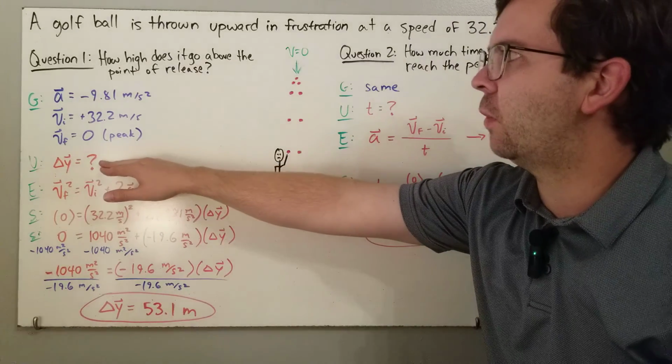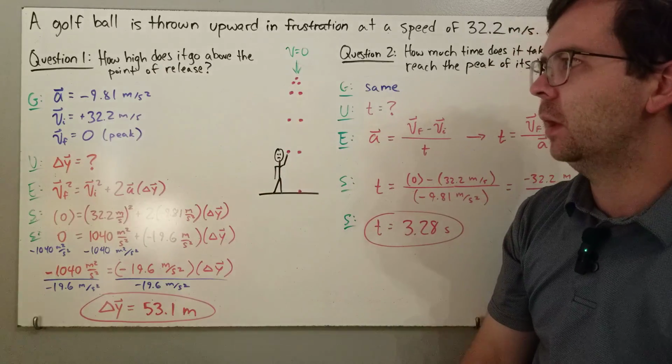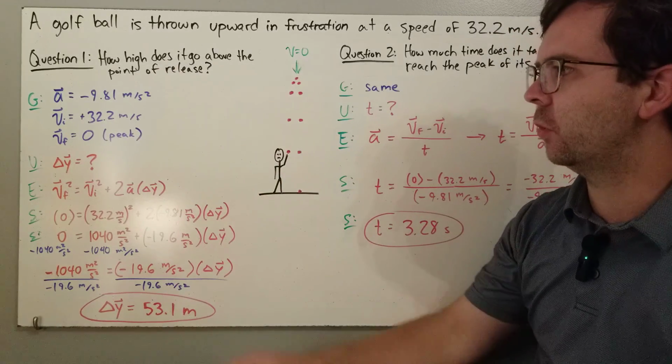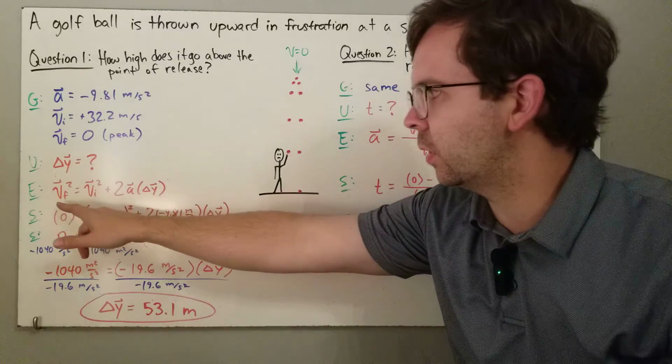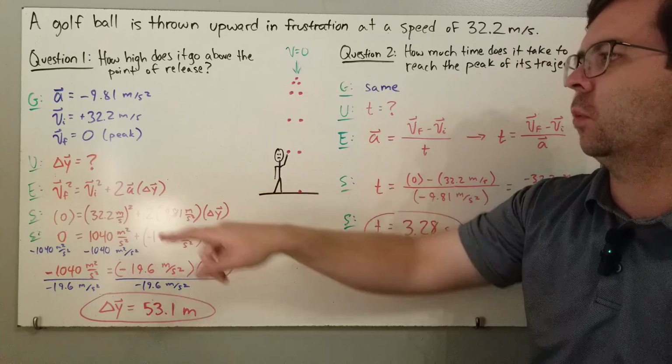So how far does the ball go up into the air? How high does it go? That's delta y. Now, we don't have a time measurement here, so the equation that we're going to use is this one, vf squared equals vi squared plus 2a delta y.